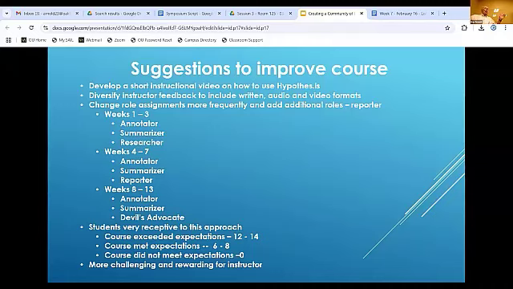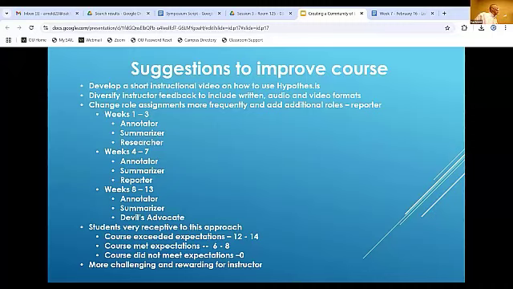I would say the majority of the annotations that the students created for me, I responded to. So that got to be rather work intensive, and I think I can shift that around a little bit, maybe respond to the annotators every other week rather than every week. But the summarizers or the researchers or the devil's advocates, I think those are roles that I would keep the same.